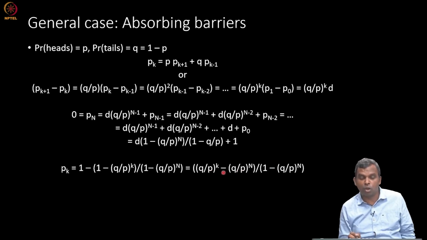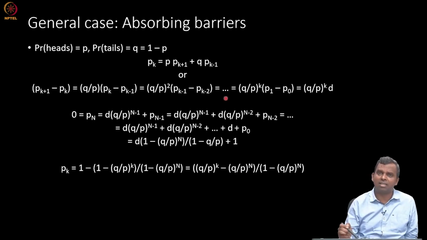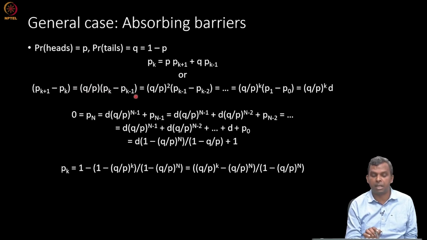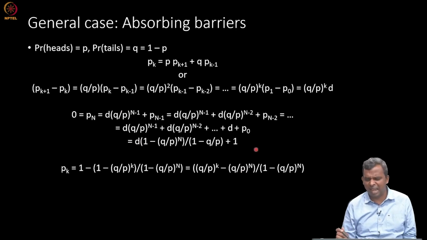If q and p are not equal, how did I derive this? This slide has the details. You write the same difference equation, but then you can't say it's equal. There'll be a fraction q/p showing up here, right? P_{k+1} minus P_k will be q/p times P_k minus P_{k-1}, and you unravel it to the end. Then once again, you can write P_n in terms of q, p, and n, and you get d, then substitute it back, and you will get P_k. So it's the same method.